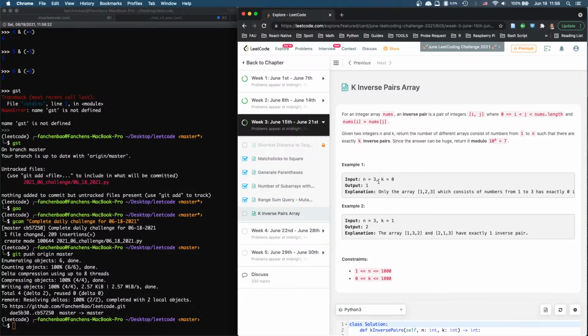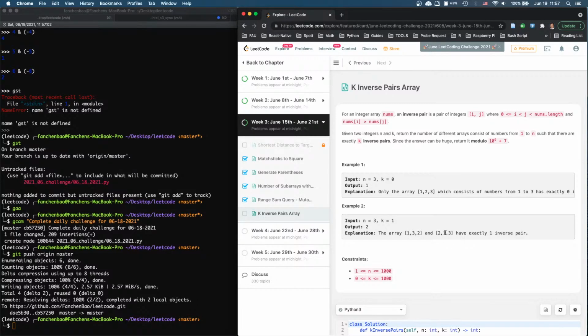Okay, so we have 1, 2, 3, and we want 0 inverse pairs. So only this array, which consists of numbers 1 to 3, has exactly 0 inverse pairs. An inverse pair is two indices i and j, where i is in front of j, but the value nums[i] is larger than nums[j]. So if I have 1, 3, 2, then 3, 2 is a pair, and 2, 1 is a pair. Okay, we get the idea.